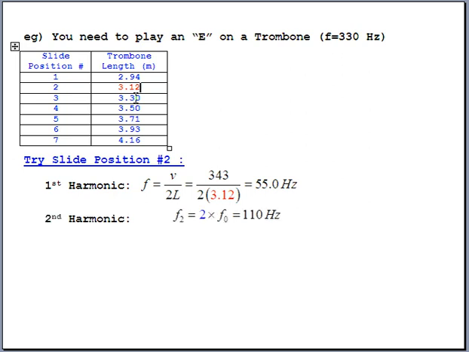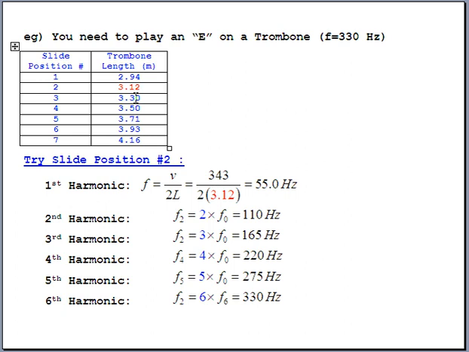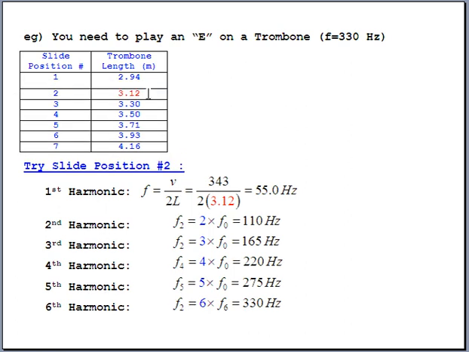Second harmonic, double it. Third harmonic, triple it. Fourth harmonic, multiplied by 4, I should say, from the original. Fifth harmonic, 55 times 5. Okay, moment of truth. There it is. You can play that E right there. So if you extend the length of the trombone to 3.12 meters long, and then pucker your lips up to the point where you can get the sixth harmonic to come out, then you'll actually be playing the E.